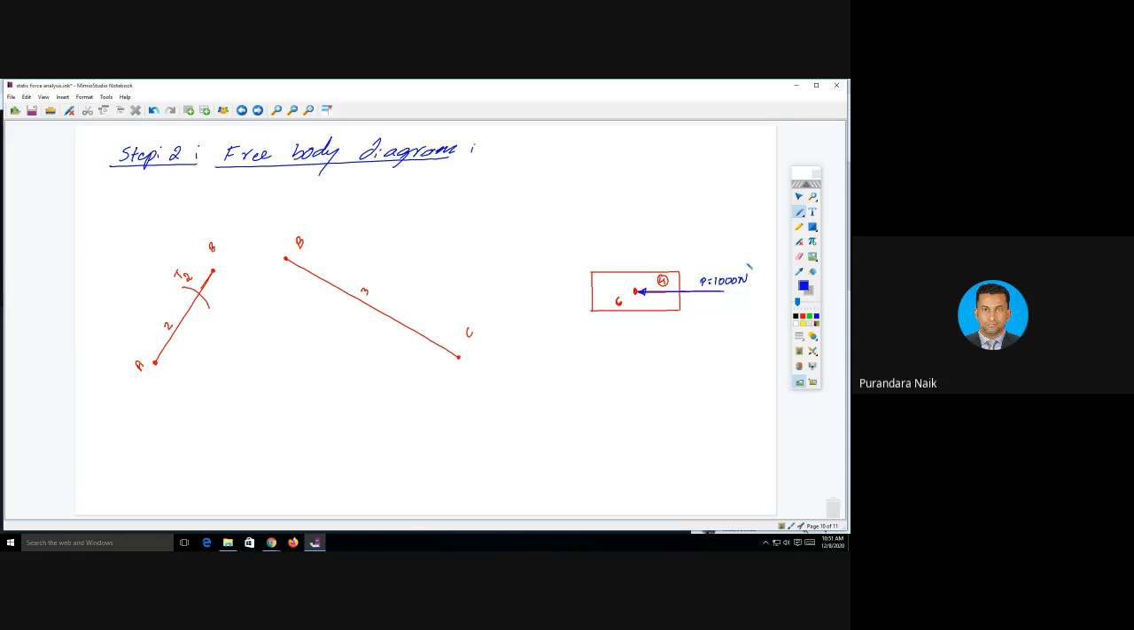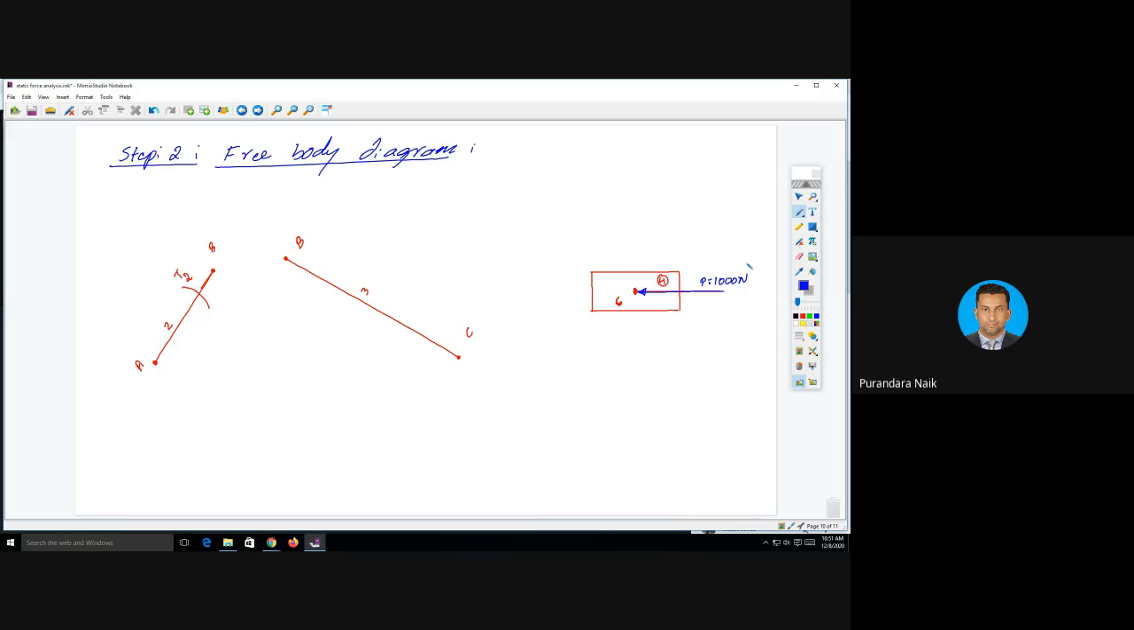Next, I need to continue with this one. Free body diagram. 50% of the problem depends on this free body diagram. If you show all the forces on the free body diagram correctly, then the problem will be easy. Otherwise, the problem will be difficult. You'll be stuck in between. Next step. Okay, step number 3. We have step number 2, free body diagram. We have drawn the forces of 3 elements, right? But the first link is a fixed link. You cannot draw it.